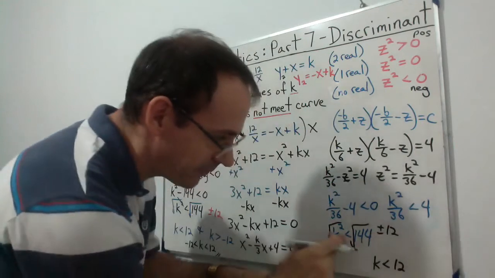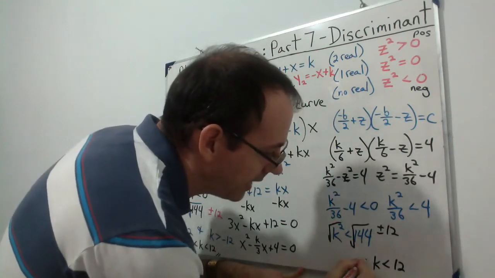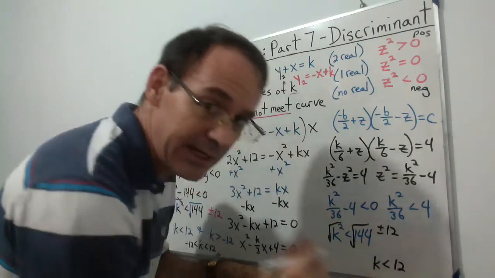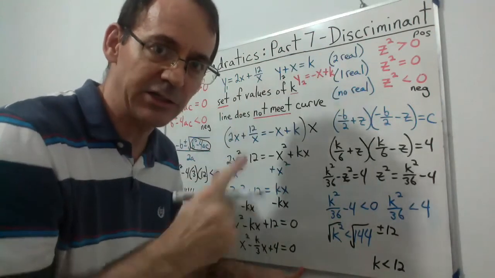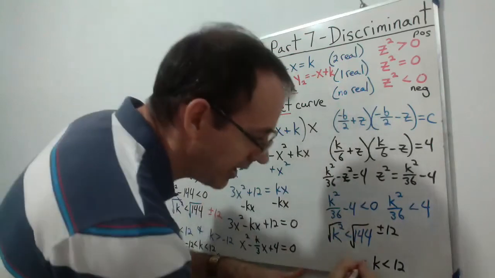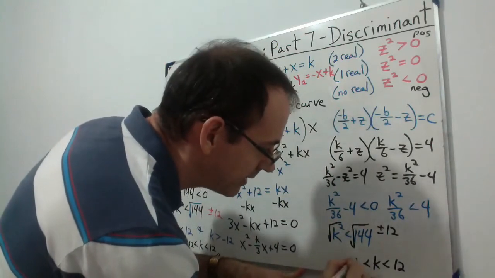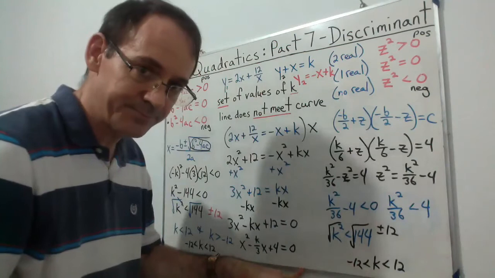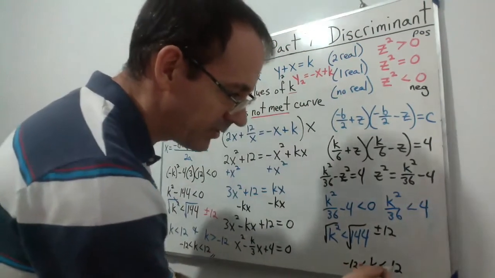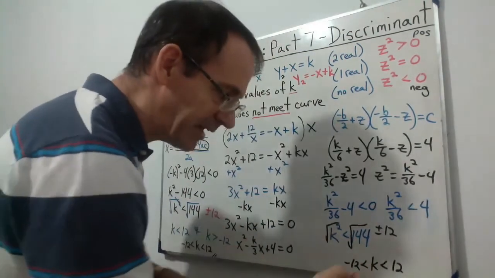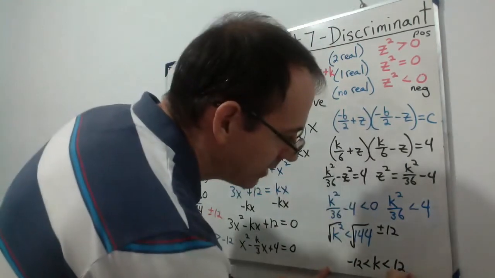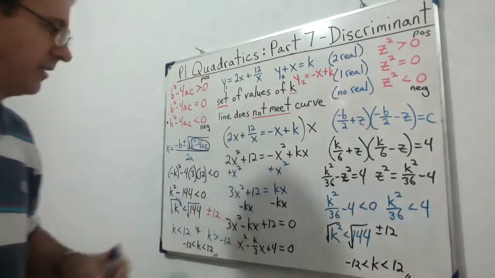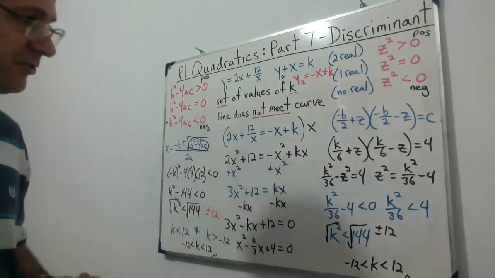The negative flips the inequality. Remember, you read an inequality from the variable. You don't read it by the direction it's facing. You read it from the variable. So K greater than negative 12. Okay, so K is less than 12, and at the same time, K is greater than negative 12. Again, we get the same answer with a little bit different method to it.